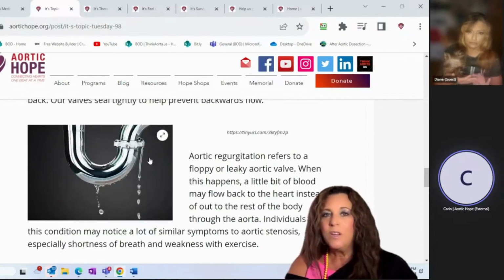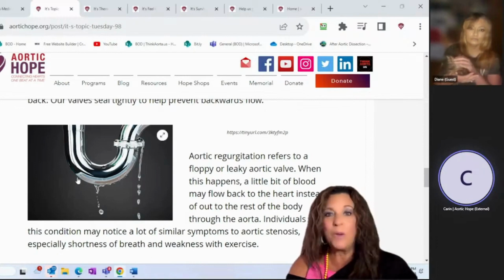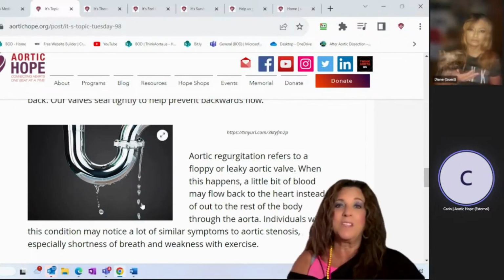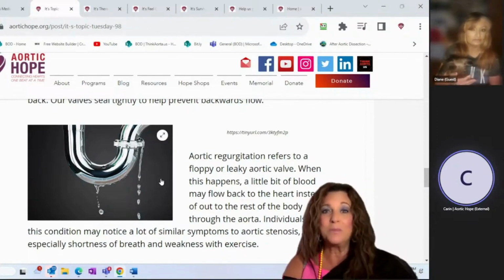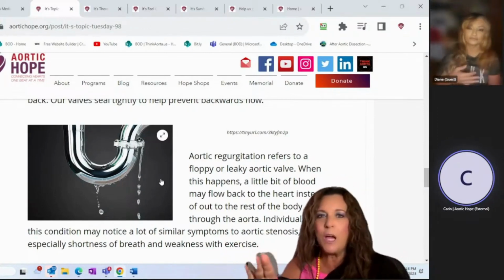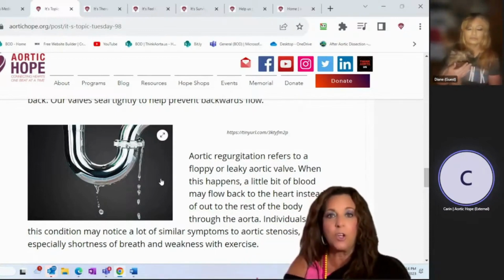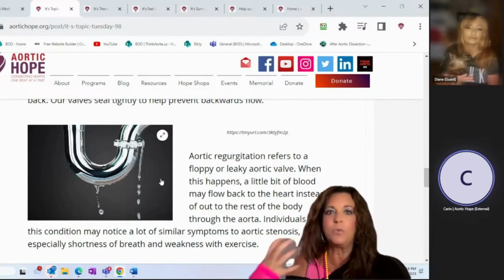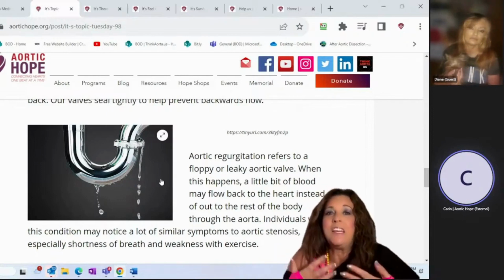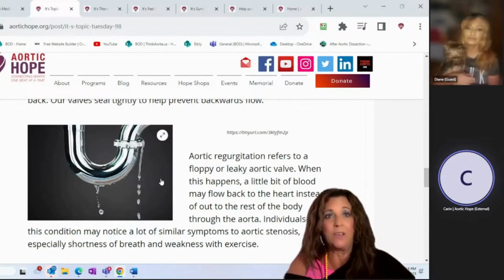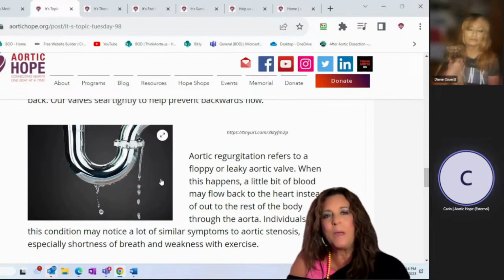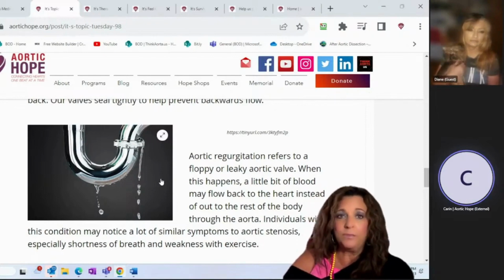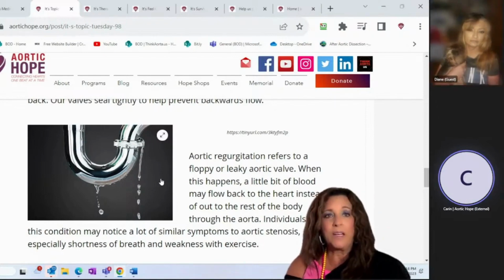Here we go. You find backwards flow sometimes when your pipes get stopped up, right? Sometimes water, instead of draining out of a sink or a toilet, starts bubbling up. That's a problem. That's regurgitating. Think of your tummy, okay? When some of us experience GERD, it's gastric esophageal reflux. It is regurgitating, it's coming back up, and it should be going back down. So aortic regurgitation refers to a floppy or leaky aortic valve. And when this happens, there's a little bit of blood that may flow back to the heart instead of out to the rest of the body through the aorta.